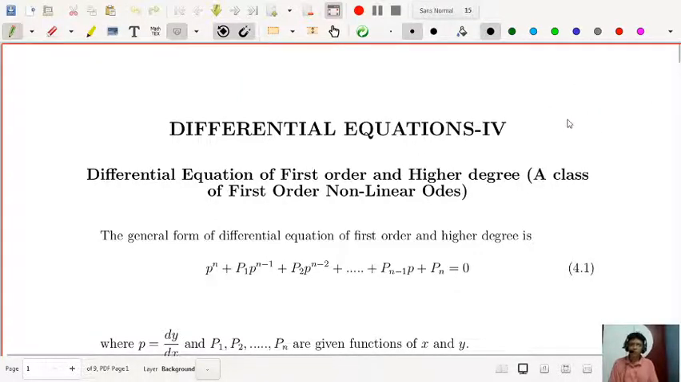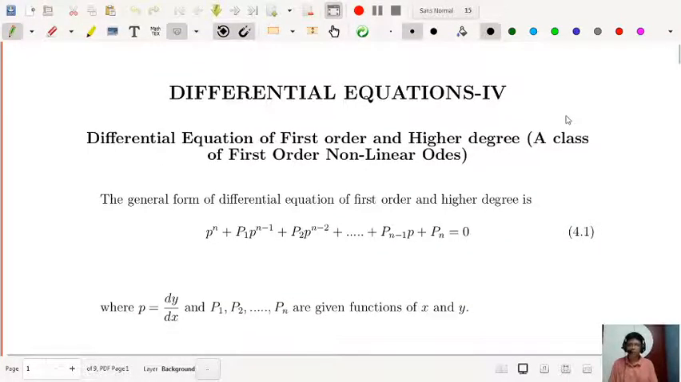Okay, so today is the continuation of the previous class. It's differential equation 4, so it's the fourth lecture of the new chapter. Today we will focus on differential equations of first order and higher degree, that is a class of first order nonlinear ODEs, because when you are talking about a higher degree, that means it is nonlinear, because you know degree 1 is linear.